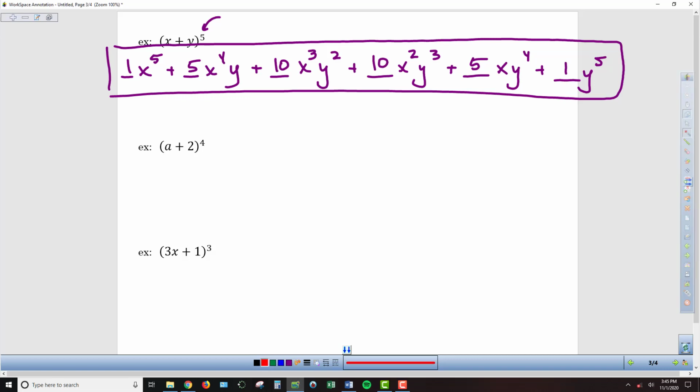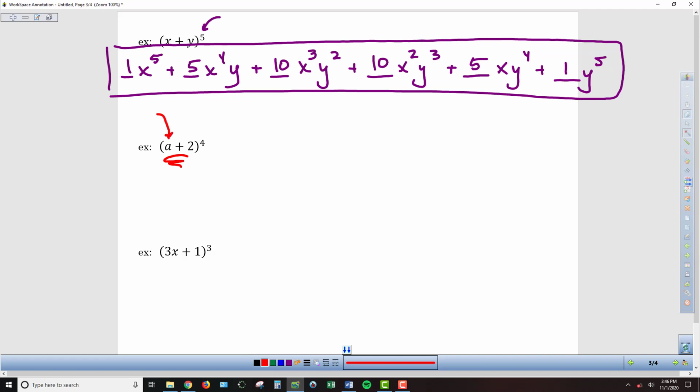In the next example, we can see that we no longer have the x plus y inside of the parentheses. We have a plus 2. That doesn't change anything in a meaningful sense for us in terms of how we're going to build the initial stage of our binomial expansion.